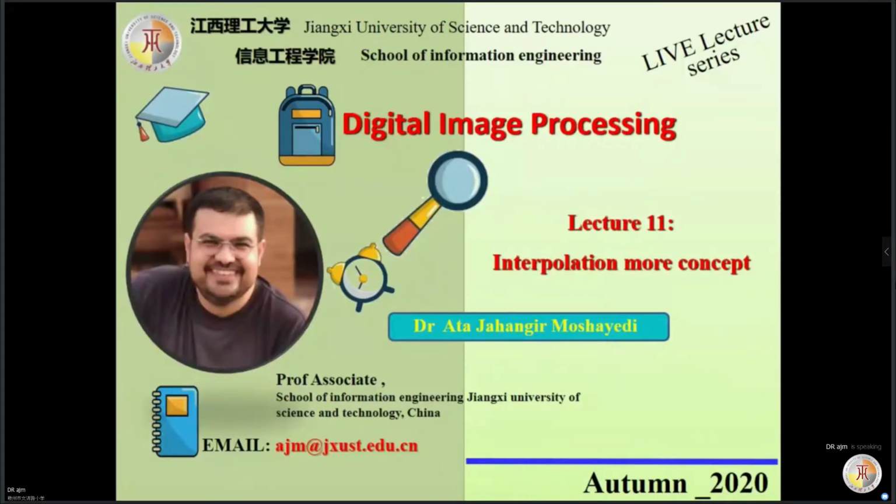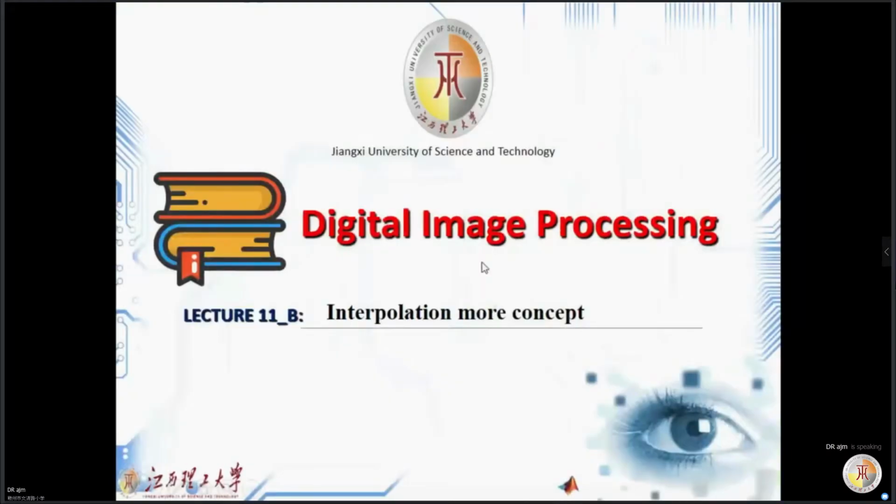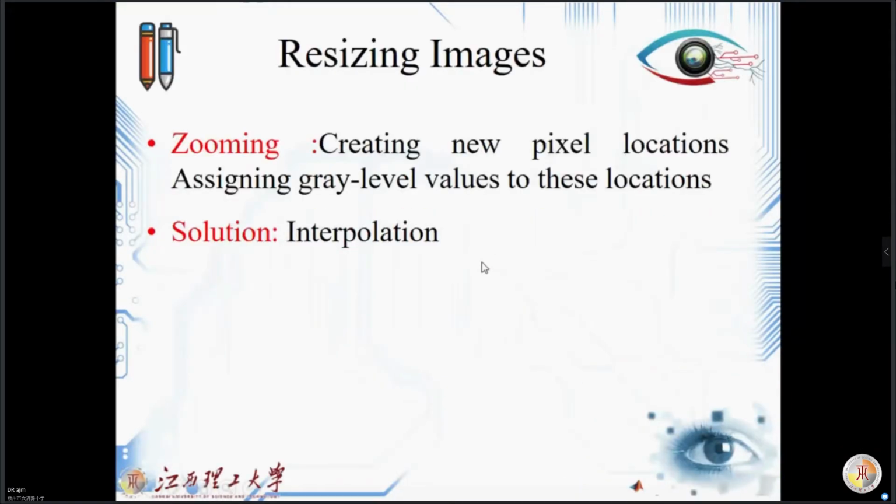This part I call interpolation, and we will talk about the concept more deeply. First of all, have a clear concept regarding resizing the image. When you resize or zoom an image, you create new pixel locations and assign gray level values to those locations. Maybe you have done this before. When you zoom an image, the quality and clarity of the image come down. How do we do this zooming? It is done by the interpolation job. The solution for zooming is interpolation.